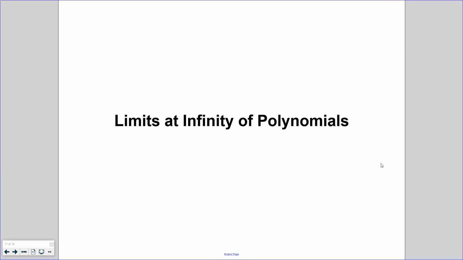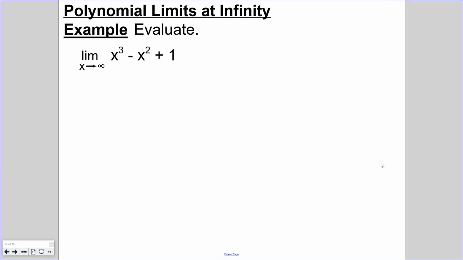And speaking of moving forward, let's now take a look at evaluating limits at infinity of polynomials. So our first example we're going to take a look at is the limit as x approaches infinity of x cubed minus x squared plus 1. Alright, so the only real method that we have so far is direct substitution. So let's just plug that in and see what happens. So we're going to get infinity cubed minus infinity squared plus 1, which is going to be infinity minus infinity plus 1. And now we are stuck because of this whole infinity minus infinity thing.